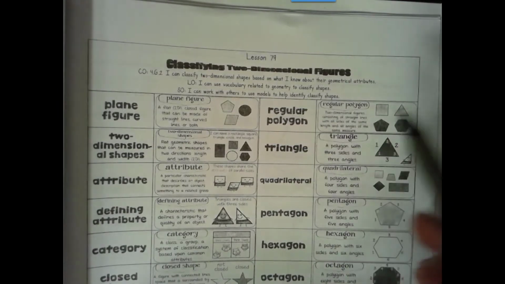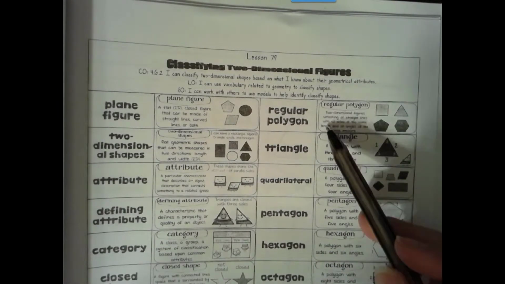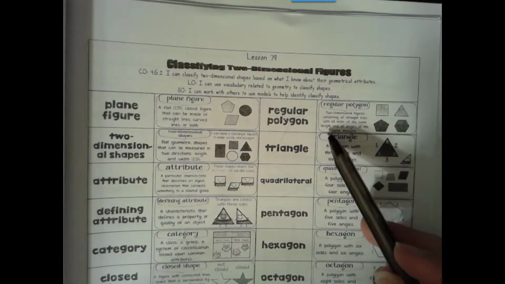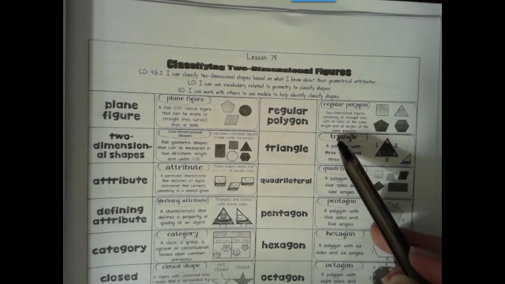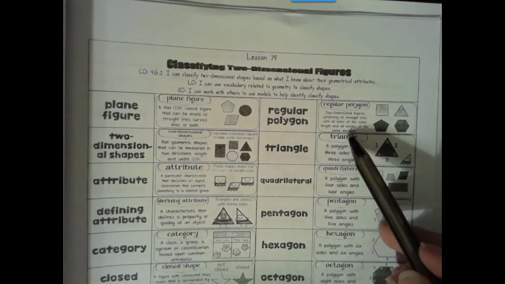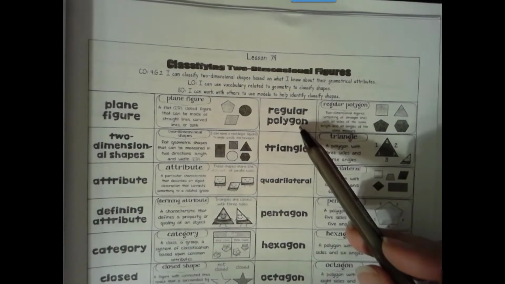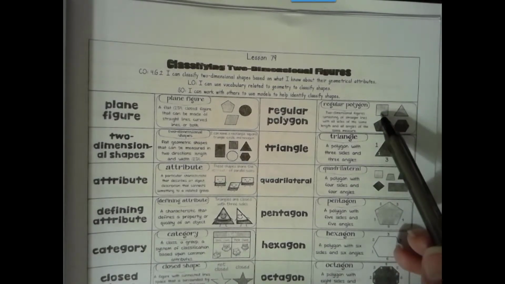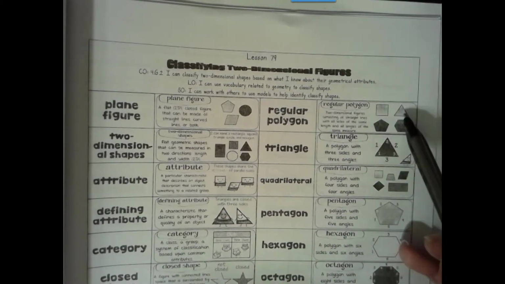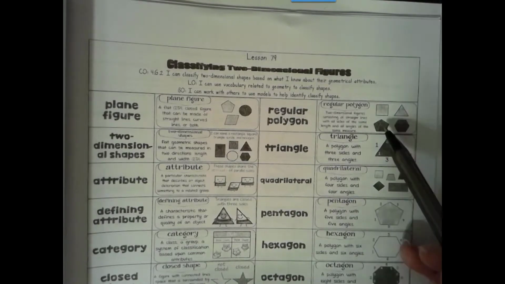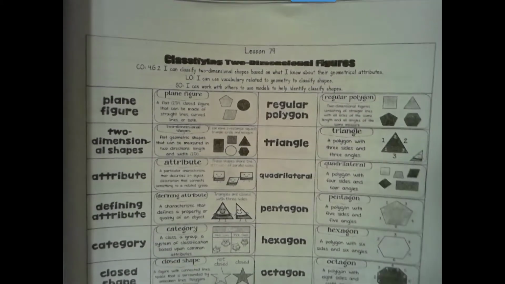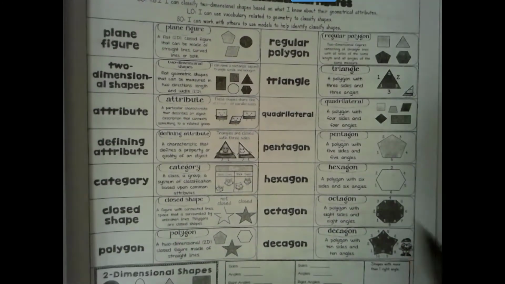A regular polygon, a two-dimensional figure consisting of straight lines with all sides of the same length and all angles of the same measure. So it's a polygon, but what makes it special is that all the sides are the same length. So a square would be a regular polygon, an equilateral triangle. As long as all the sides and angles are the same measure, then it would be a regular polygon.